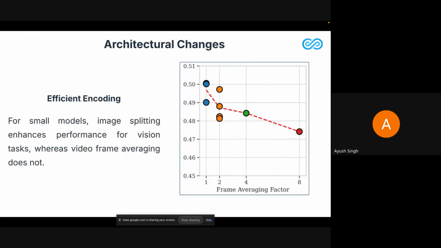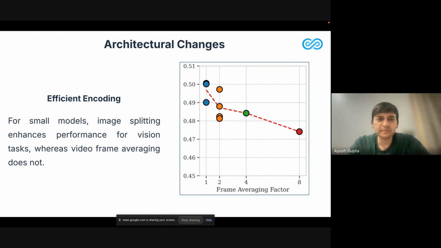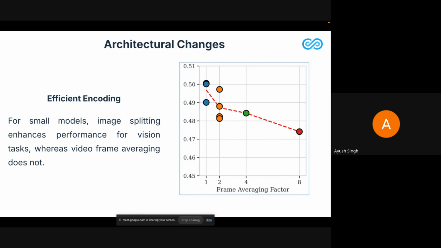Okay. So this is one thing that they adopted. Another thing, with videos specifically, is that image splitting enhances performance on vision, whereas video frame averaging does not work in their experiments. So that's all with this. They don't provide any supporting intuition for why video frame averaging does not work, or if they did, I was not very convinced by it. But this is something empirical that they observed in this case. Experimental. I also saw it. Yes.